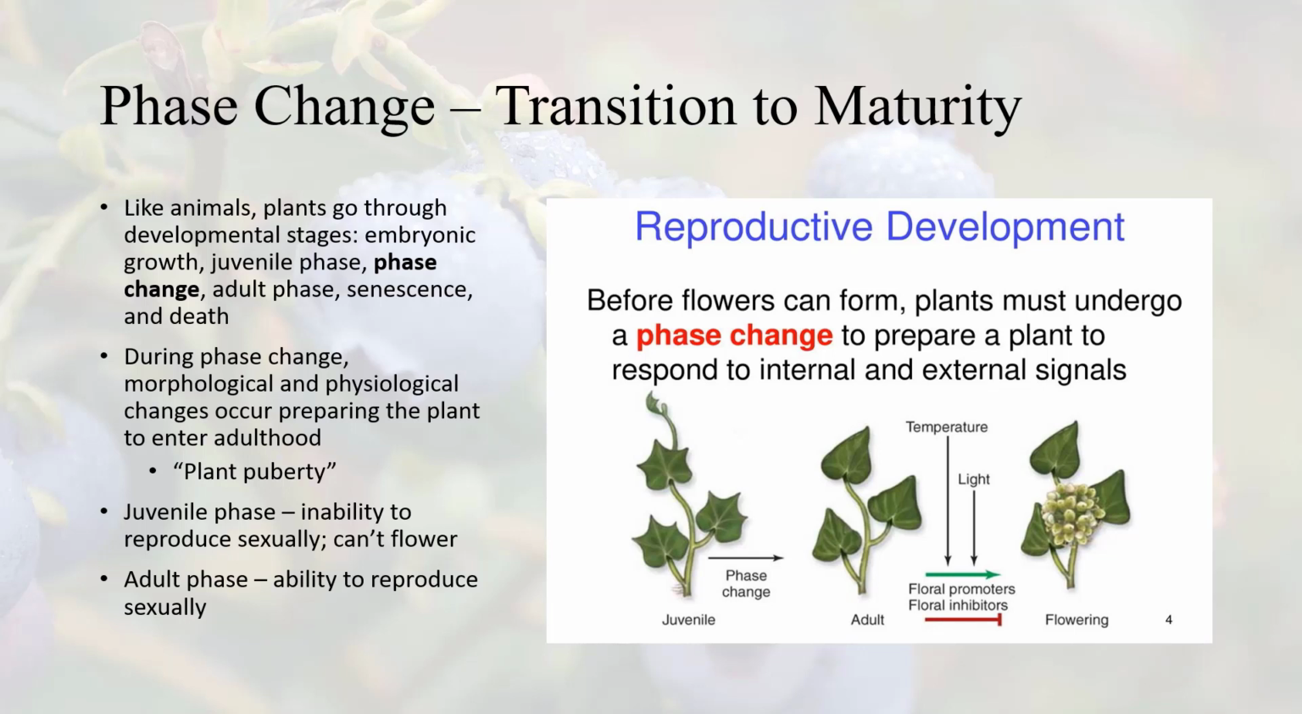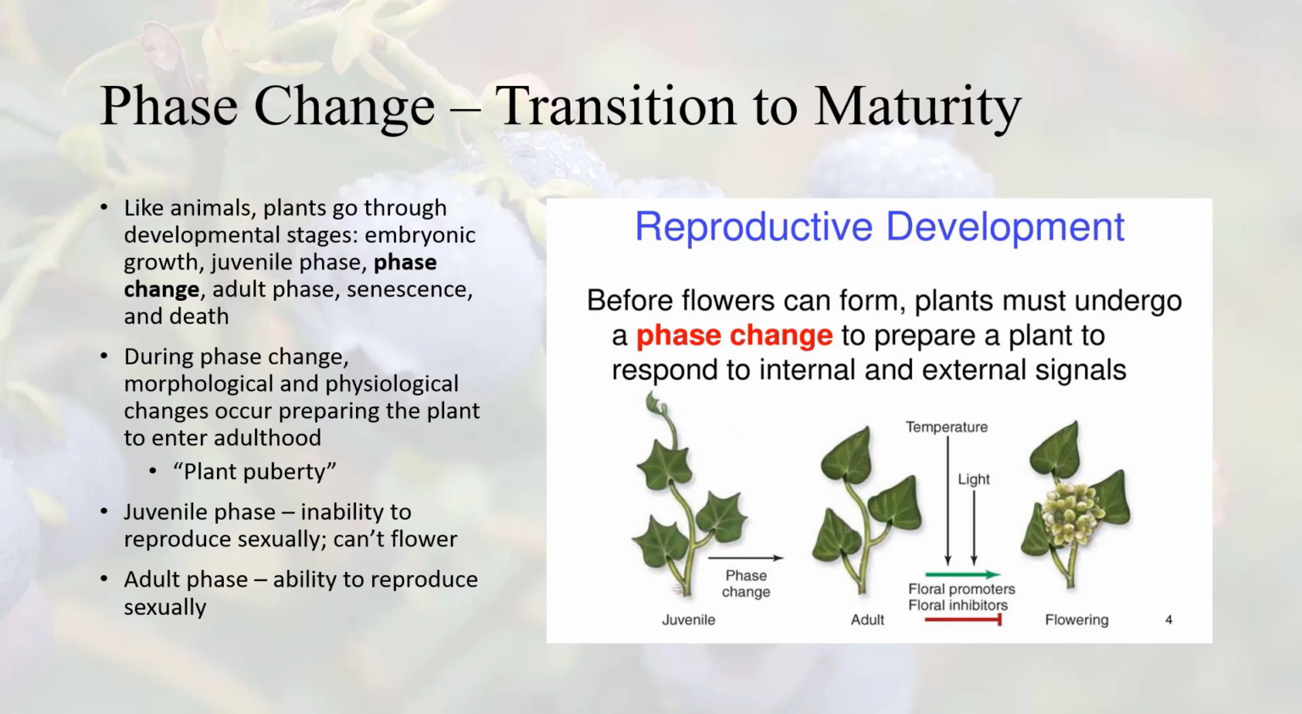Very similar to animals, right? They go through puberty. This is the puberty of our plants, right? And our plants go from being unable to reproduce sexually to being able to reproduce sexually. And again, if we're talking about sexual reproduction in our plants, we are talking about flowering, right? Because that is the process of sexual reproduction. So phase change marks that transition.